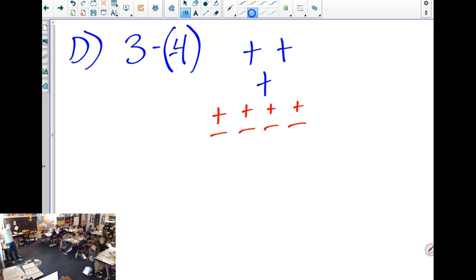Have I changed what I actually have here? No. I still have 3, right? Because this is 0, that's 0, that's 0, and that's 0. Now, can Joey take away his 4 negatives? Yeah.